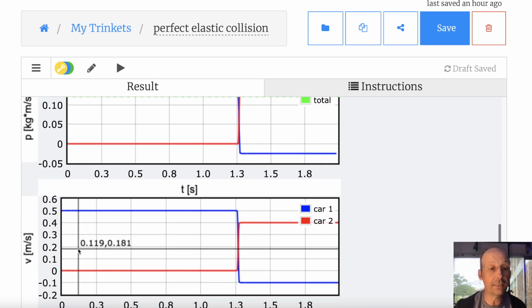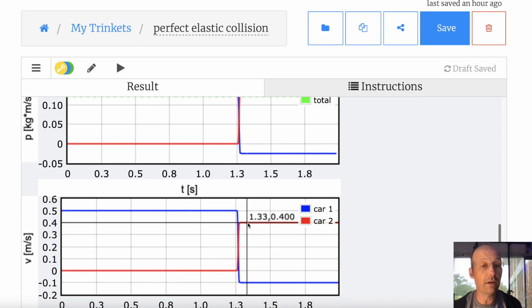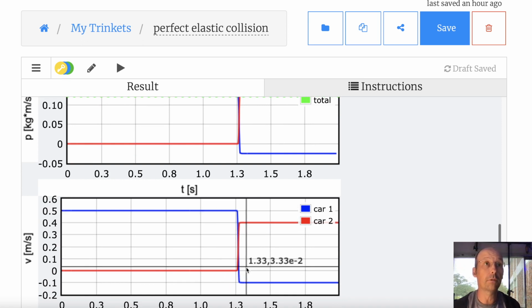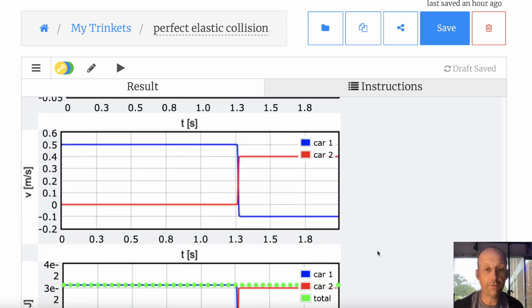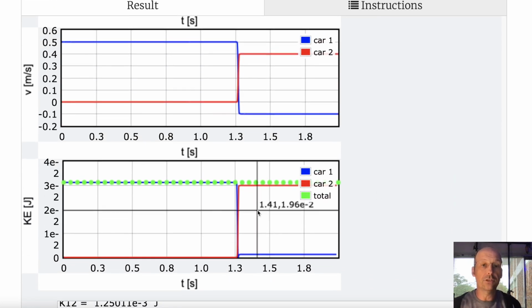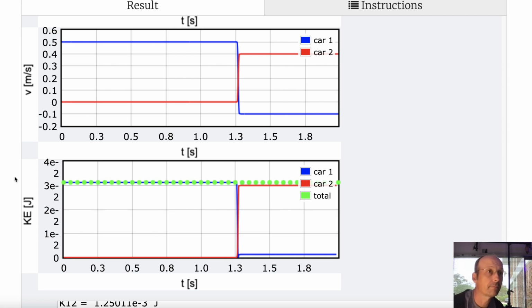If you look at the velocities, the velocity of the red car is not as fast as the blue car, but the blue car bounces back. And then if we look at the kinetic energy, that's conserved. Okay? So pretty happy. So that's your perfectly elastic collision. Let's look at an inelastic collision, which is a little bit easier. Switching back to paper.